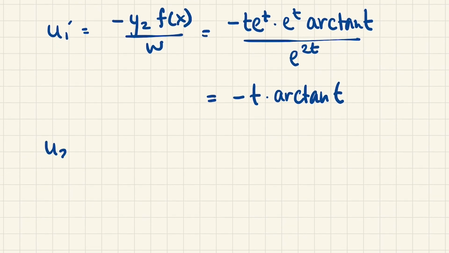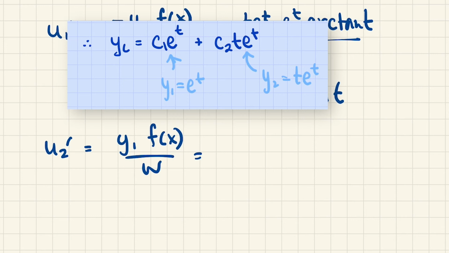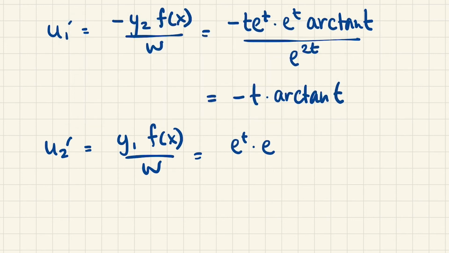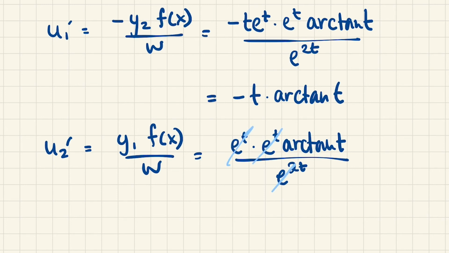Let's get u2 prime, which is positive y1 f of x divided by w. So positive y1 is just e to the t, and then f of x is e to the t arctan t, and this is all divided by e to the 2t. That's nice. So our u2 prime is simply arctan of t.